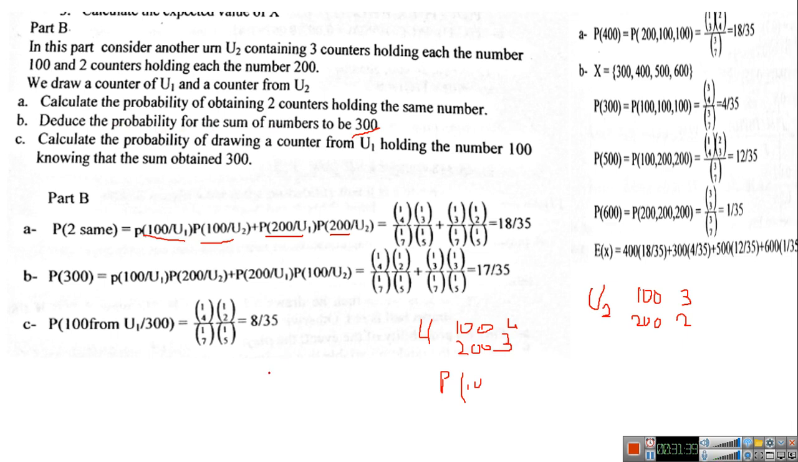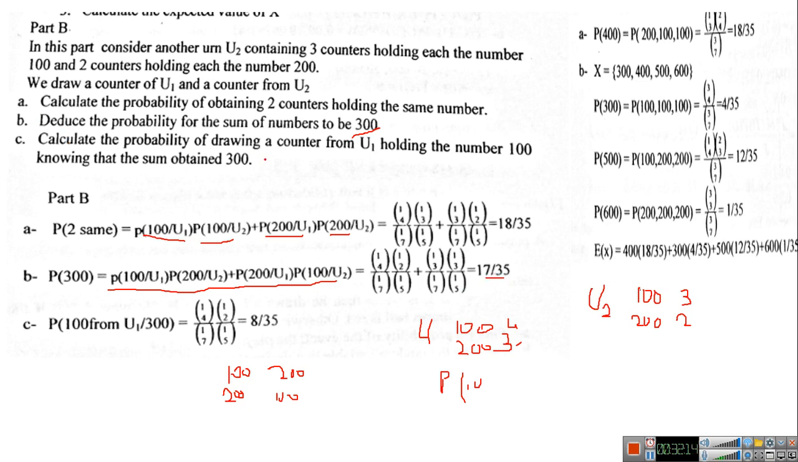How can you get a 300? Either you pick 100 from the first urn and 200 from the second, or vice versa, 200 from urn 1 and 100 from urn 2. So here, 100 from U1 times 200 from U2, etc. 100 from U1 is 1 out of 4 over 1 out of 7. 200 from the second one, 1 out of 2 times 1 out of 5, or 1 out of 3 here, you can see it 3 over 1 out of 7, and 1 out of 3 for 100 in the second urn over 1 out of 5.